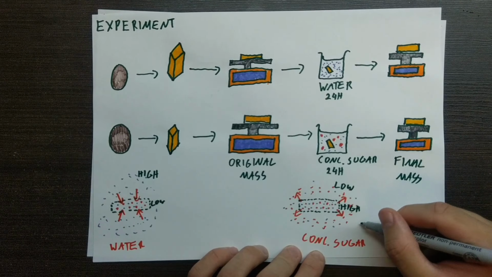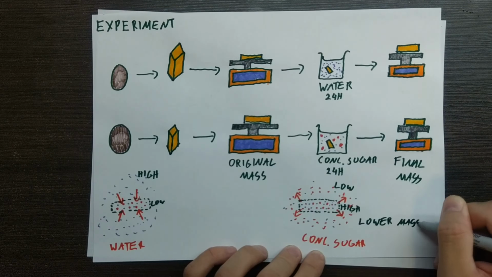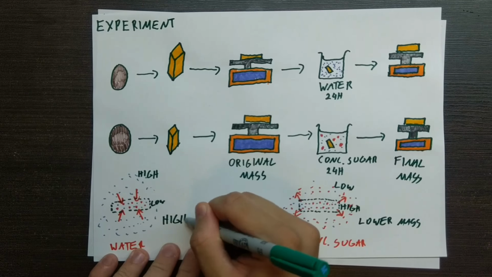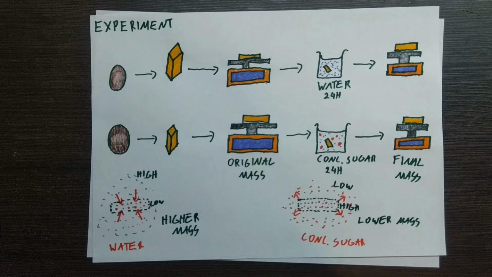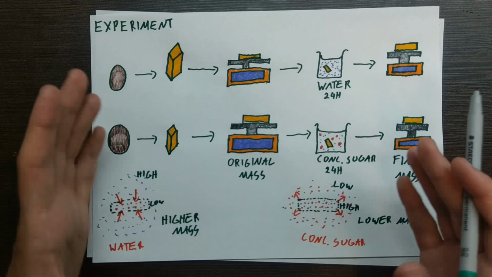So I'm going to write this down here. Lower mass, whereas here we have a higher mass. And that's a very simple way of showing that osmosis works, which is why it's often used in schools, because it's just so simple. It's incredibly simple.